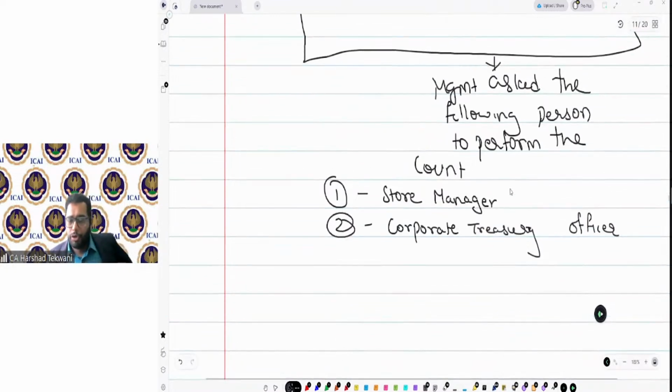Now, what is the problem in both of them, if any? If management asks, like in the first scenario, the store manager to perform the count, and in the second scenario, the corporate treasury officer, what is the problem?